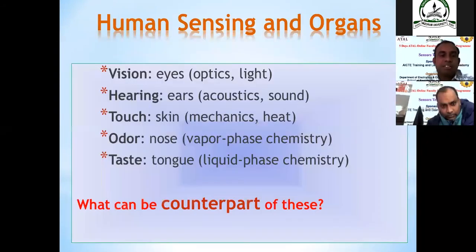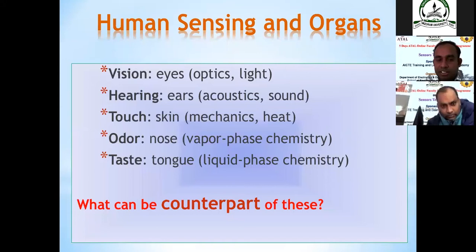Now if we talk about examples of sensors, we have human sensing organs. These are the most important in daily life. We use vision: eyes are optical sensors which see the light. For hearing we have ears, which are acoustic sensors using sound. And touch is the skin. With the skin, if any heat or anything is there, it can easily be sensed. Similarly, the nose and tongue involve vapor phase chemistry or liquid phase chemistry for sensing. Now, what is the counterpart of this?